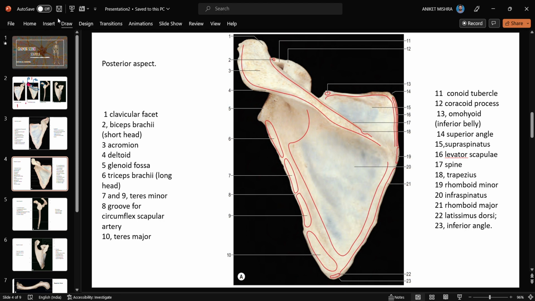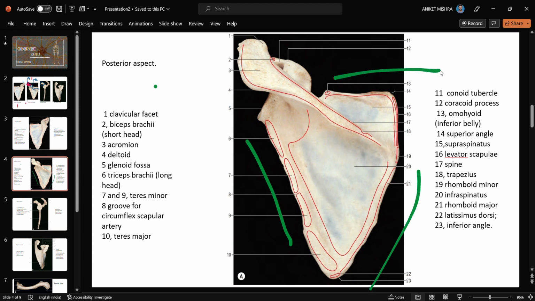So let's come to the posterior surface or the dorsal surface. We will get to know what the general landmarks are on the posterior surface of the scapula. So we will start. It's the lateral border, medial border, superior border. These are the major landmarks. There is also the supraspinous fossa, infraspinous fossa. Those are the major landmarks. Then there are the spinous process and the acromion process.